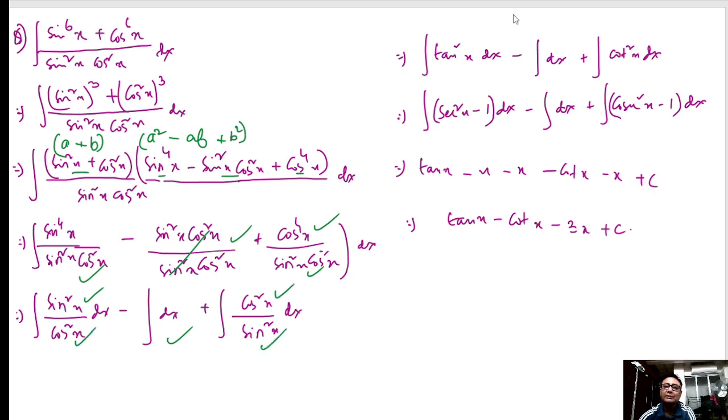So this is tan square x, which I can write as sec square x minus 1, dx. Cot square x can be written as cosec square x minus 1. Integration of sec square x is tan x, minus 1 is minus x. Integration of cosec square x is minus cot x, and minus 1 is minus x. So this is the answer.